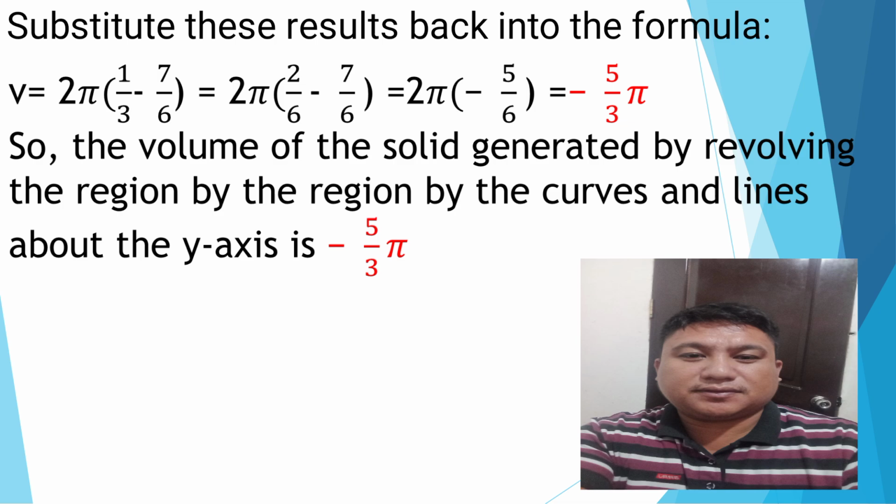So, the volume of the solid generated by revolving the region bounded by the curves and lines about the y-axis is negative 5 pi over 3.